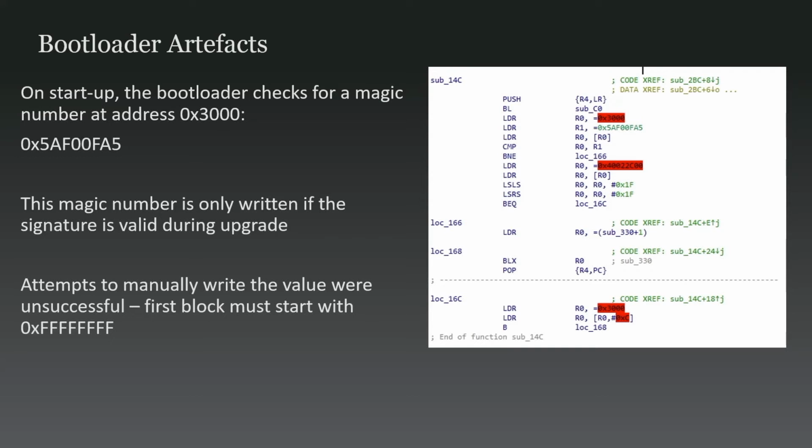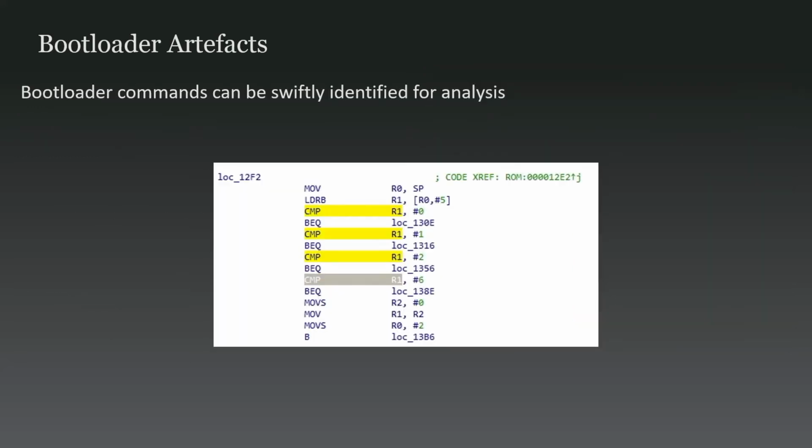I tried to stick this particular value in straight away in a completely invalid firmware and found that this didn't work, and that the bootloader checked whether the first value was always FFFF. I also found the state machine which checked which commands were being received. So we have 0, 1, 2, and 6, which were the commands that were available at the start of the firmware update process. And I could look through to see that there were no other commands in use during this process.